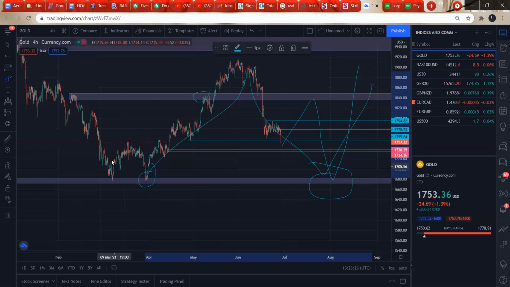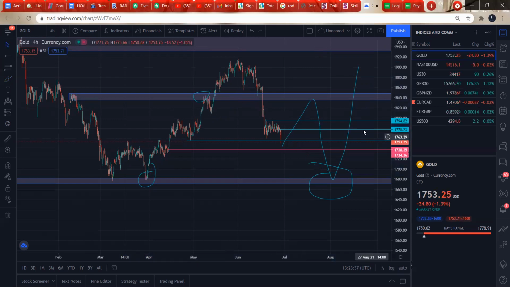Already we have this W formation here. Now we are waiting for this overall big W formation, and this big W formation is the one that is going to make us rich. Because once we buy this one, we'll take profits next year. I'm telling you. Once we buy this one here, we're going to take profits next year.